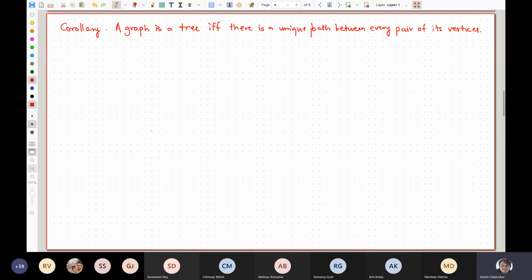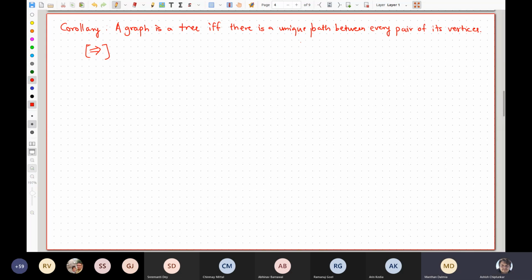Minor correction. You just proved one direction: if the graph is a tree, then there is a unique path, right? And the missing point in that argument is that when you say unique path, it means exactly one path, right? So you have to also address the other case where there is no path, which means the graph is disconnected, right? So then therefore it cannot be a tree.